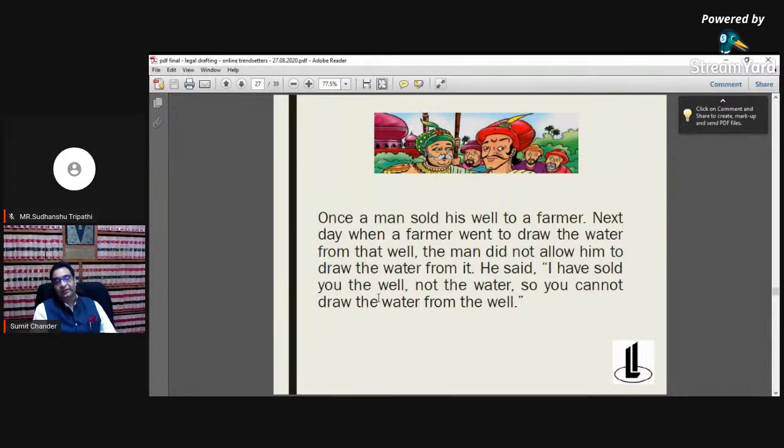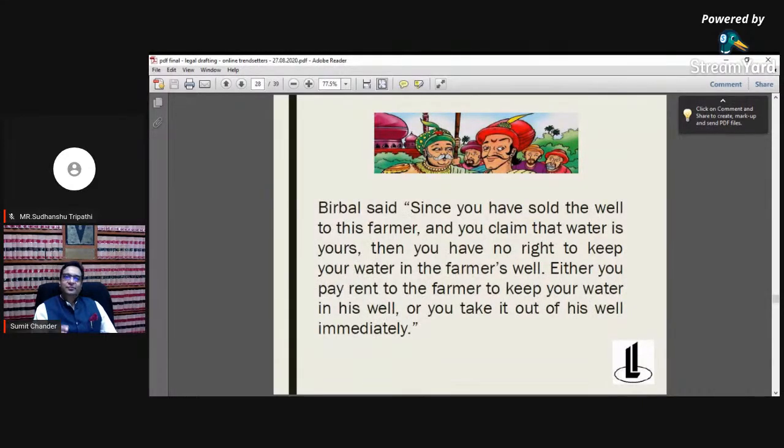So too bad. They go to the court and the matter is referred to Birbal. And look what Birbal says. He solves it finally. Next slide, please. Birbal said that since you have sold the well to this farmer and you claim that the water is yours, then you have no right to keep the water in that farmer's well. Either you pay rent to the farmer to keep your water in his well, or you take it out of his well immediately. Simple solution, but definitely a bad contract drafting. That is why being specific is important. And I'll give you another example. This is the story of the Merchant of Venice. Next, please.